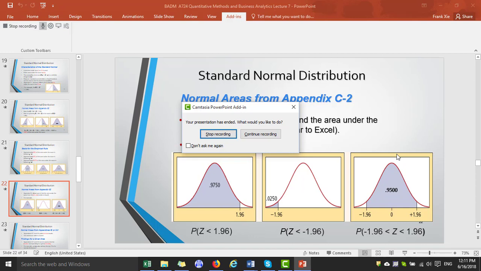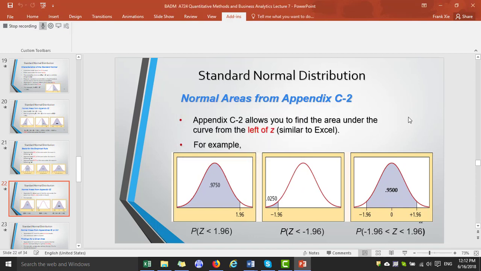Okay, let's continue. At the end of your book, there's also Table C2, Appendix C2. C2 allows you to find the area under the curve to the left of Z, similar to Excel. For example, what would be the probability to the left of 1.96? In other words, what's the area under the curve of the shaded area here? You can go to Appendix C2 to find that, and it should be 0.9750.